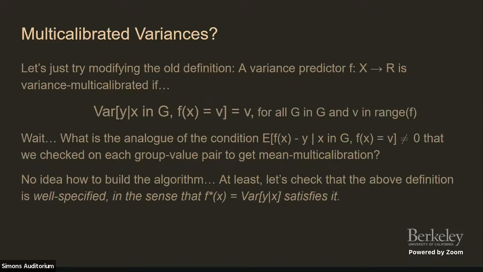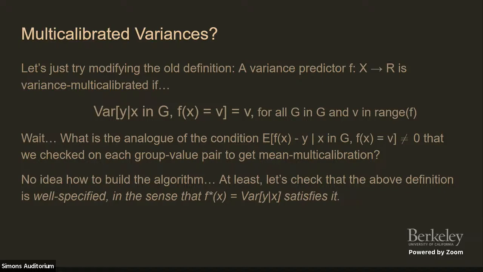Okay. So let's think about this very instructive case of trying to multicalibrate variances, right? In principle, I could write down the analogous definition just like for means. We want to ensure that the conditional variance, given that we're predicting a certain value for the variance and x belongs to some group, should be equal to that value. So without any further squinting, this looks reasonable.